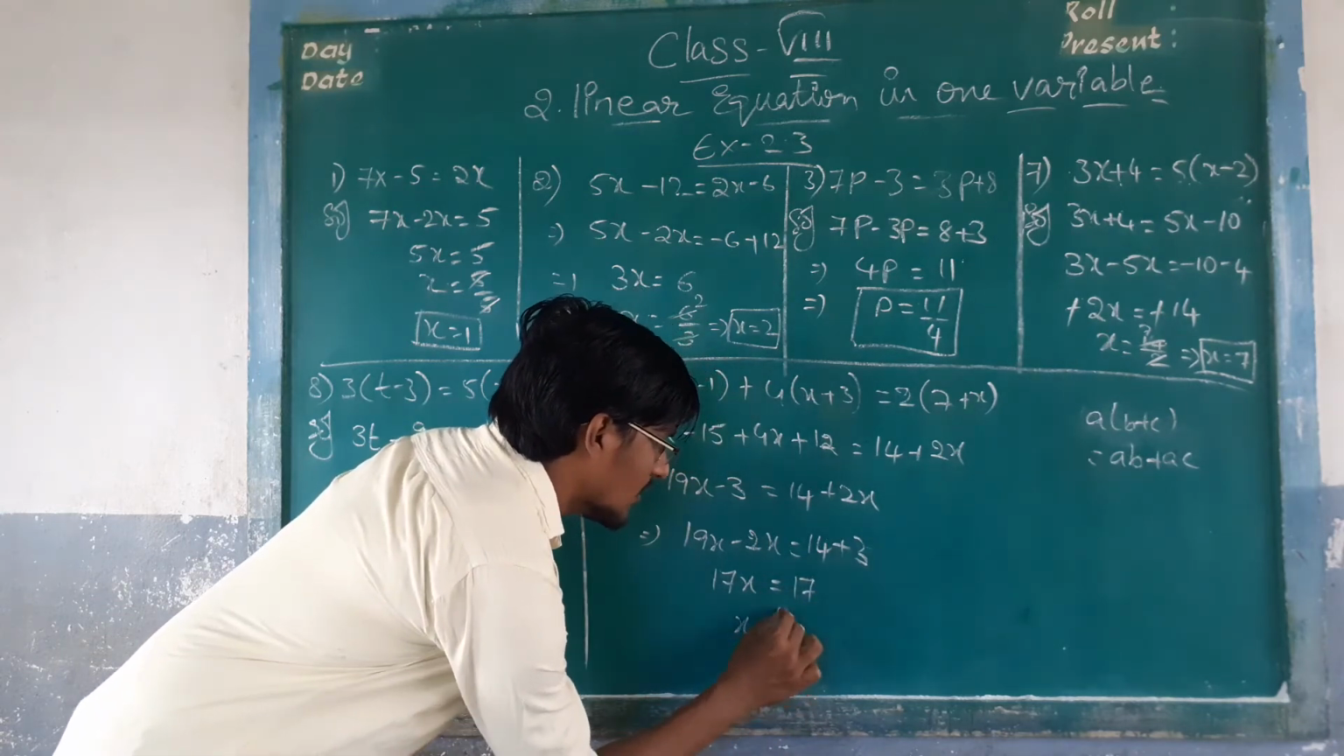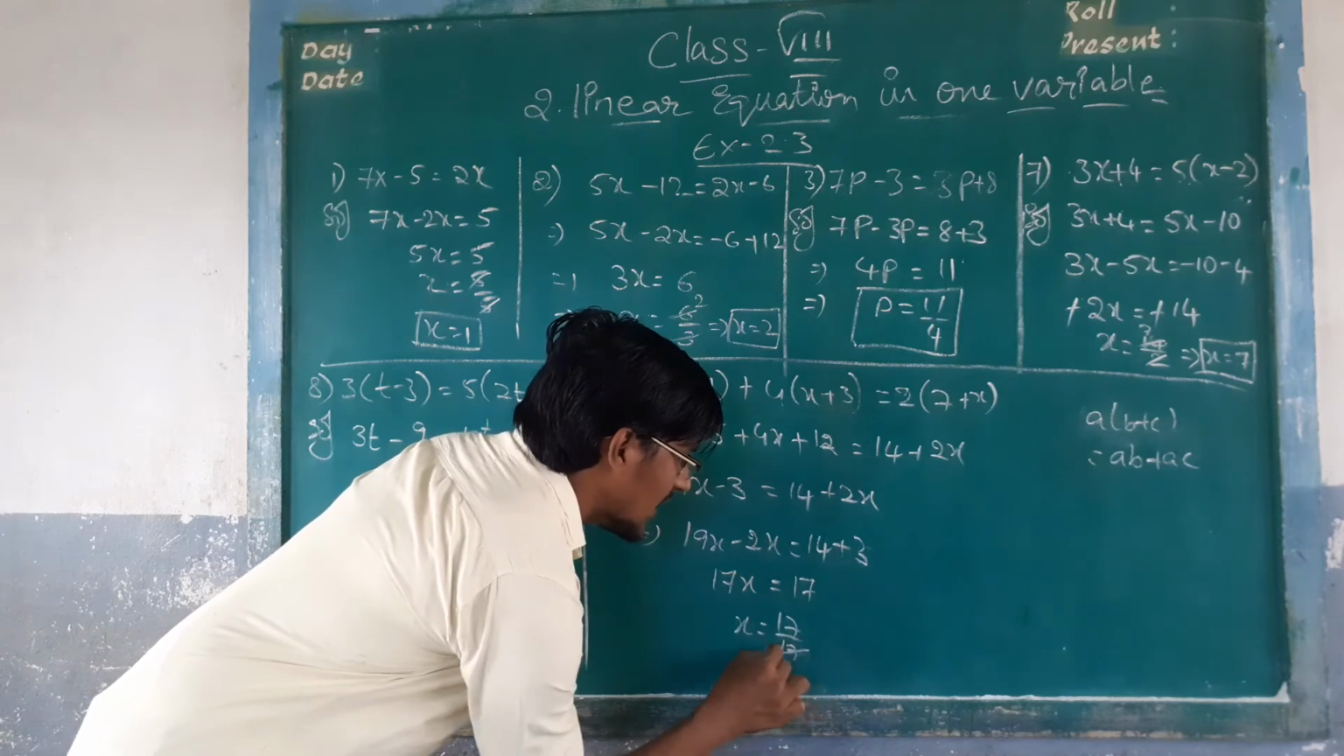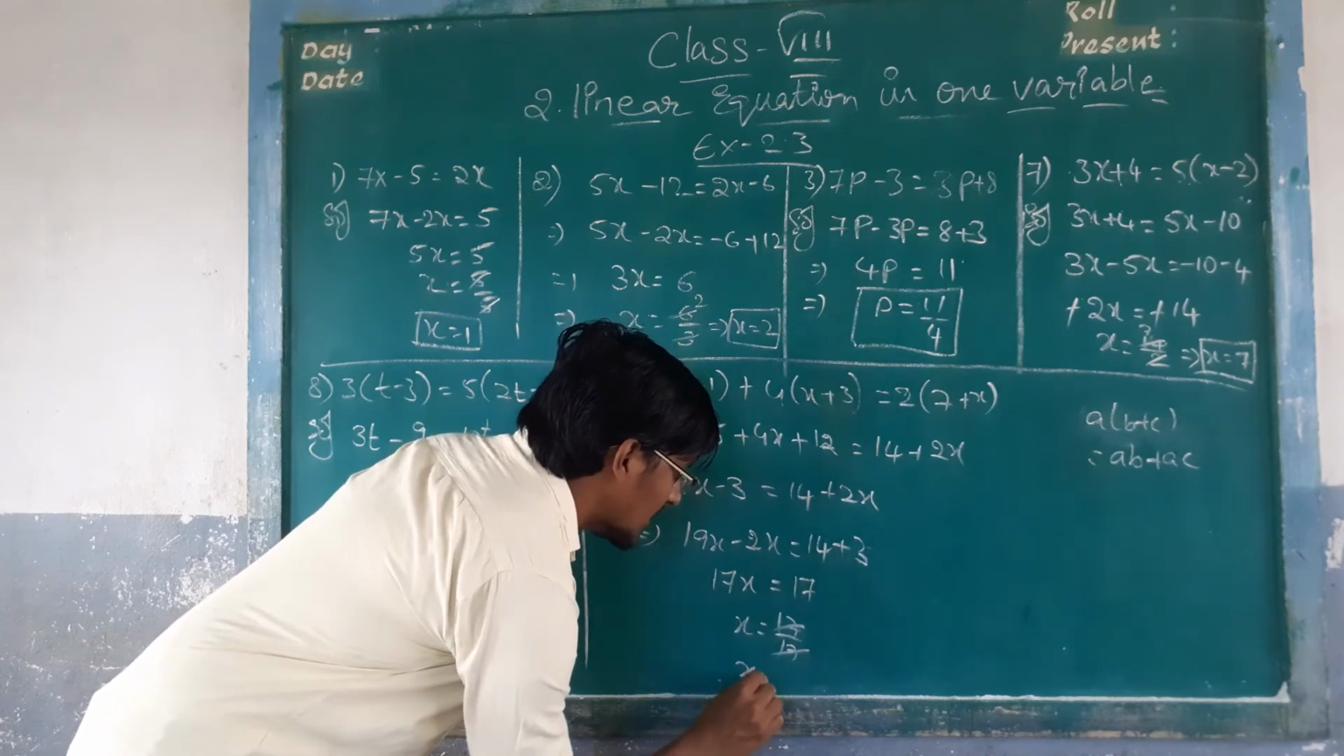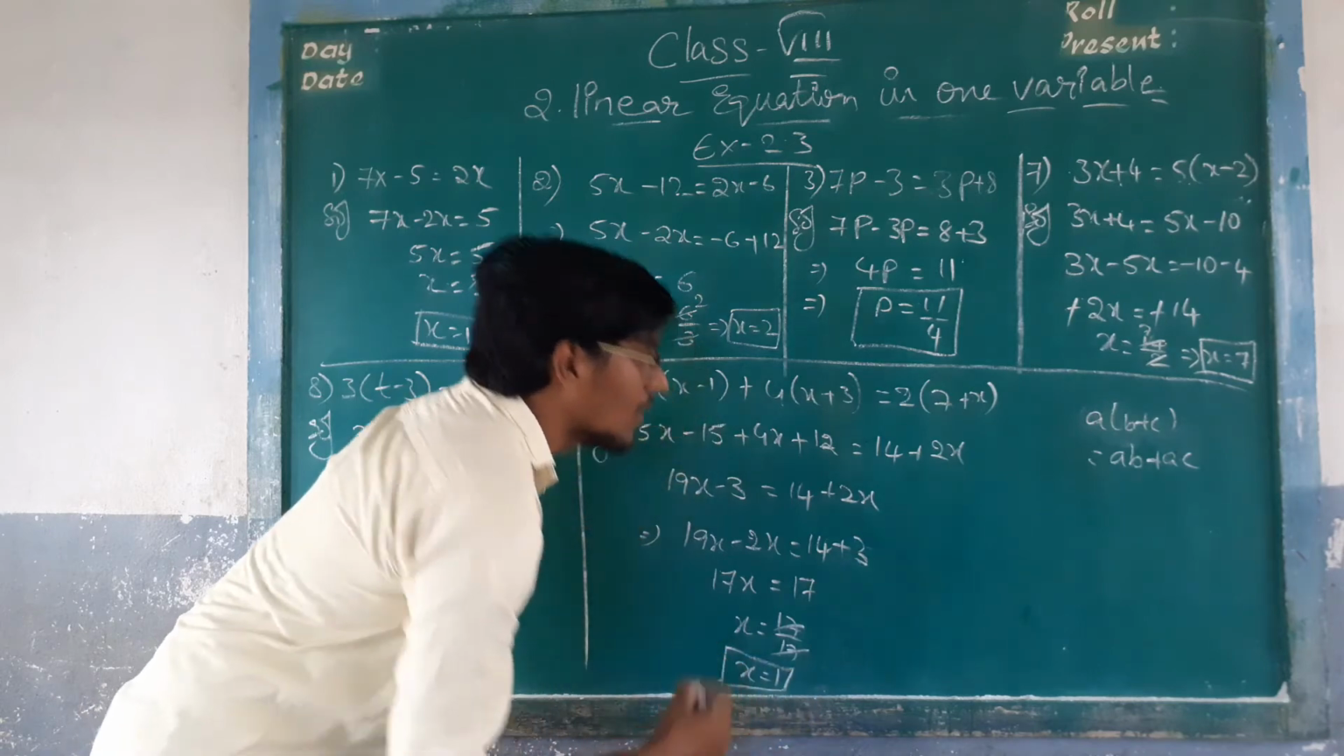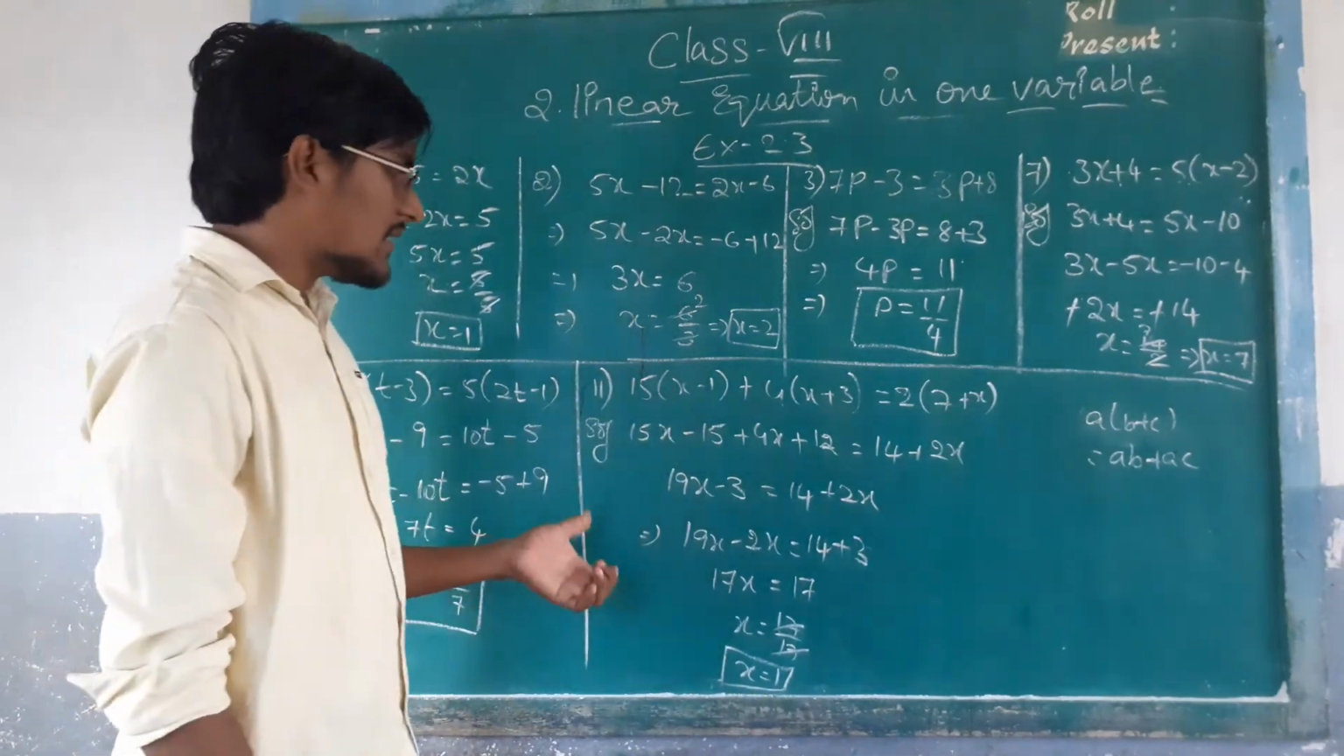We want the x value. Move the 17 to the right hand side. 17 in 1 times, that is x equal to 1. Okay, this is about the 11th sum.